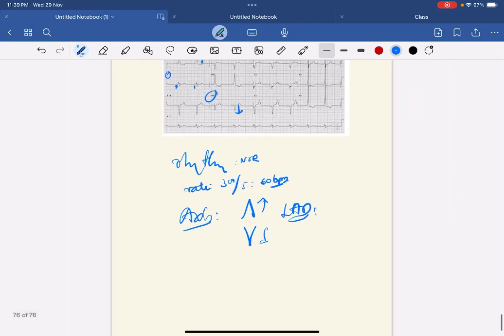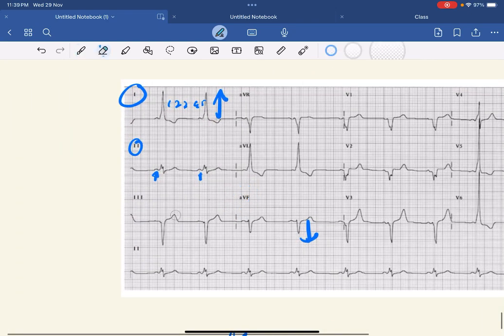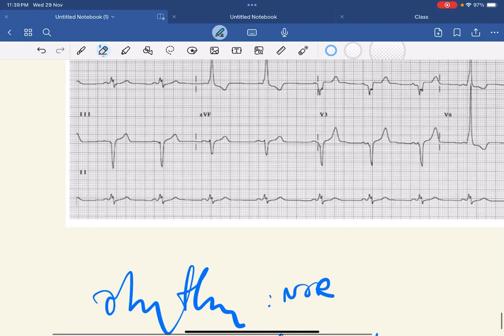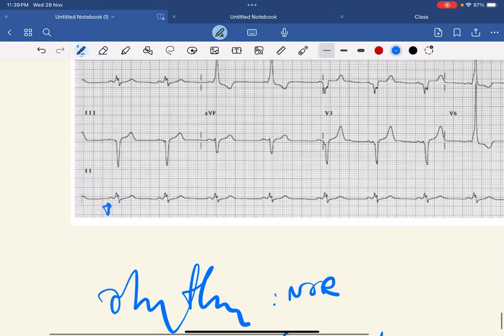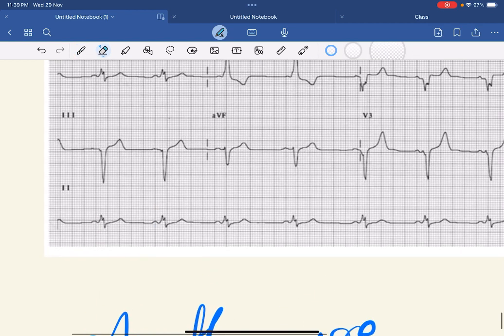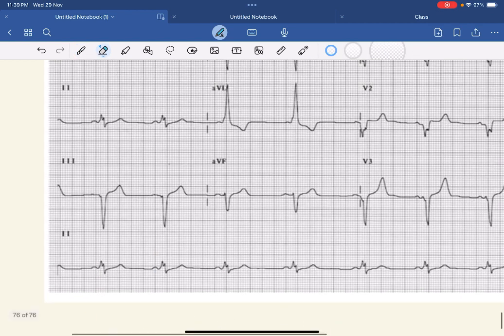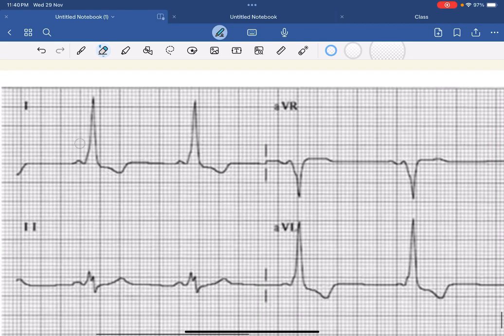So after that, you have to comment on the waves. For that, you have to start from P waves. P wave is best seen in lead 2. In lead 2, they are looking normal and similar, so no abnormality. But see the QRS complexes, especially more prominent here in lead 1. What happened here is, see, there is a slurred upstroke of the QRS complex. The initial part of the QRS complex is slurred. So they are called delta waves.